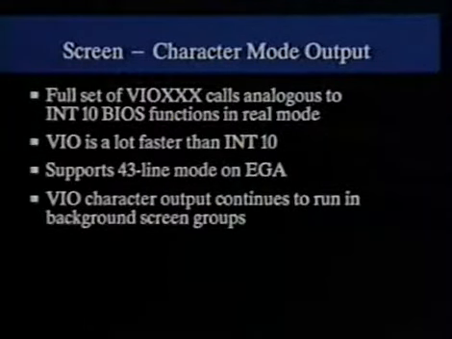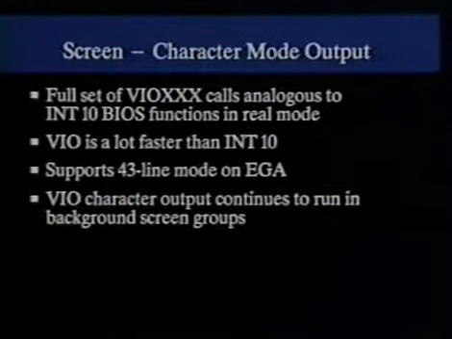Now we move on to look at screen output. Just as in the case of the keyboard, we have a set of function calls that correspond to the interrupt 10 BIOS functions that you may be used to in real mode. You will see these all begin VIO, for video input output. These are, just like the keyboard functions, implemented in OS2 rather than in the ROM BIOS. The VIO functions generally are a superset of int10. Performance is better, and some of the functions such as 43 line mode on the EGA are supported. And also VIO character output generally continues to run when your application is in a background screen group.